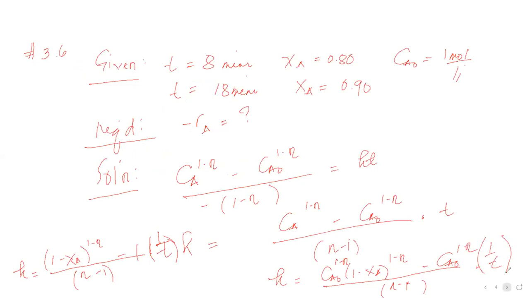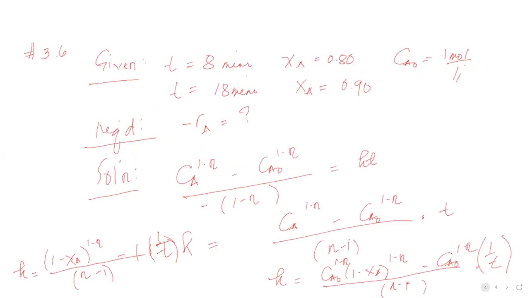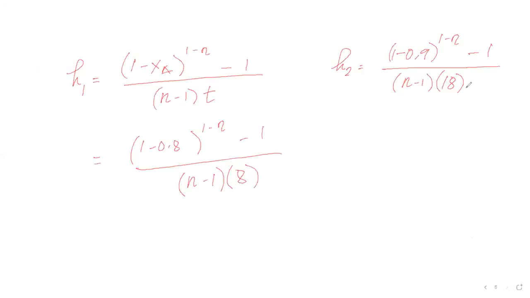So let's have this slide here. Of course, you have that, the other K, let's say I'll have this as K1. The other K, K2, I will have 1 minus 0.9 raised to 1 minus n, minus 1, all over n minus 1, times the time, which is 18. 18.90. I'm just checking. Okay, so this is your K2.